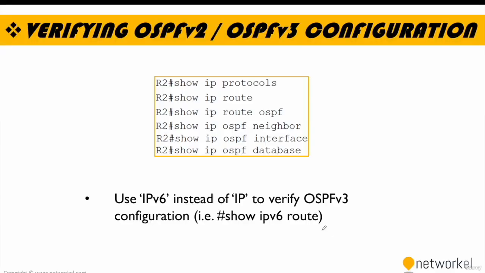Lastly, I will have a look at how I can verify the OSPF version 2 and OSPF version 3 configuration. Here are the commands that you can use for verification, to see the hello timers, dead timers, router IDs, LSA types. Those types of information will be displayed by using the commands that you are seeing on the screen. The only difference between OSPF version 2 and OSPF version 3 is to use the ipv6 keyword instead of ip for OSPF version 3.